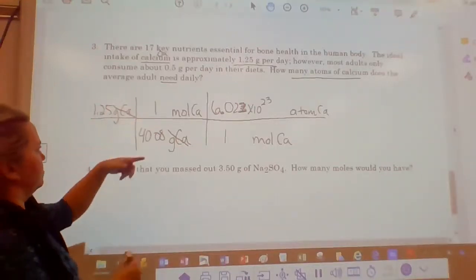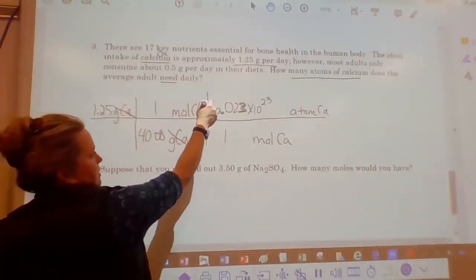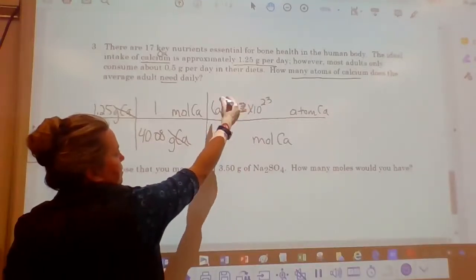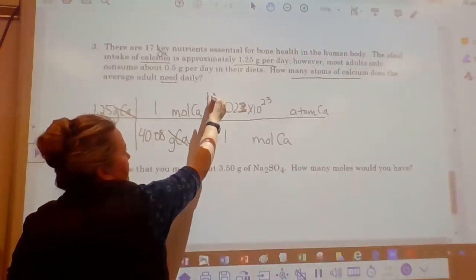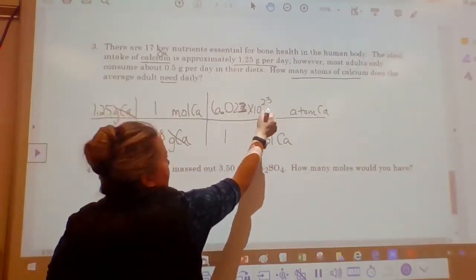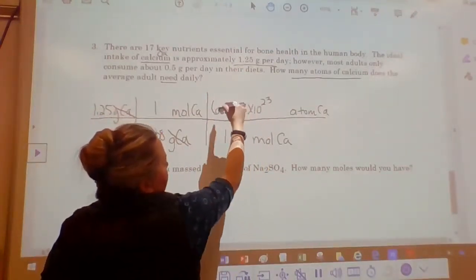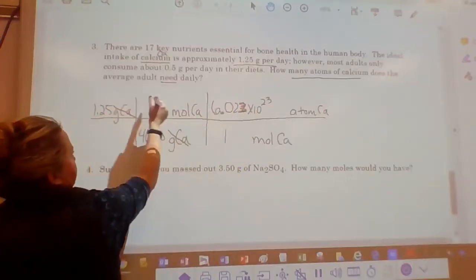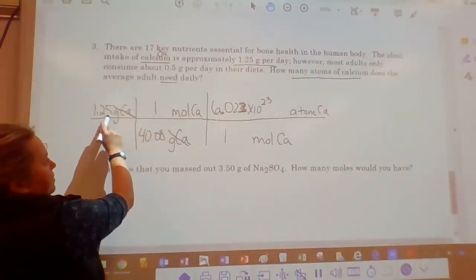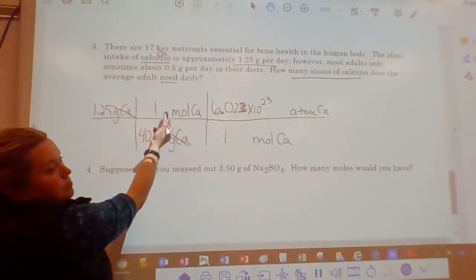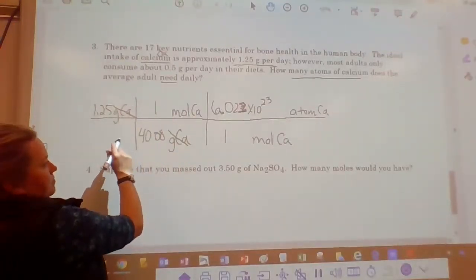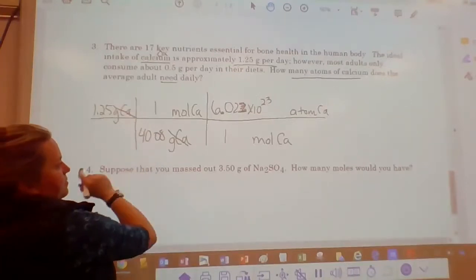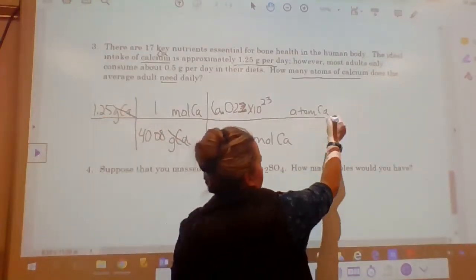So now we just got to multiply across. We're going to put 6.02 times 10 to the 23rd in the calculator, and I always put this number in parentheses, because I want this to be done first. And then I'm going to multiply this by 1.25. Technically you're multiplying by 1 as well, but it's the same number. So we're going to multiply across, and then divide that by the 40.08.